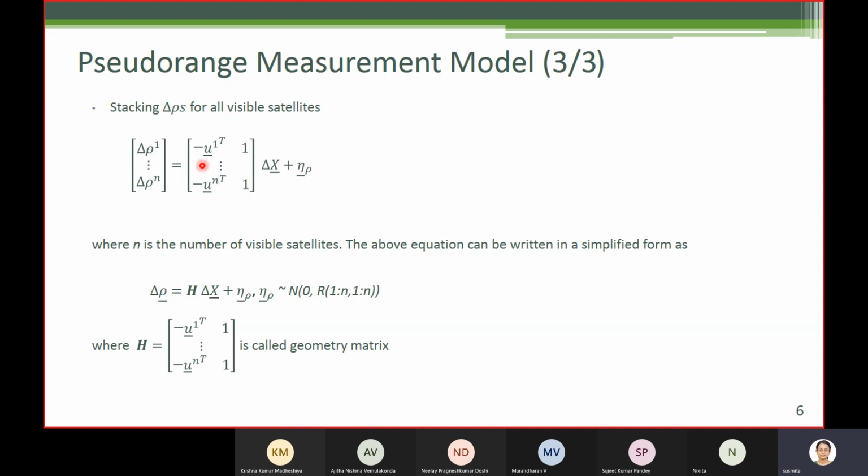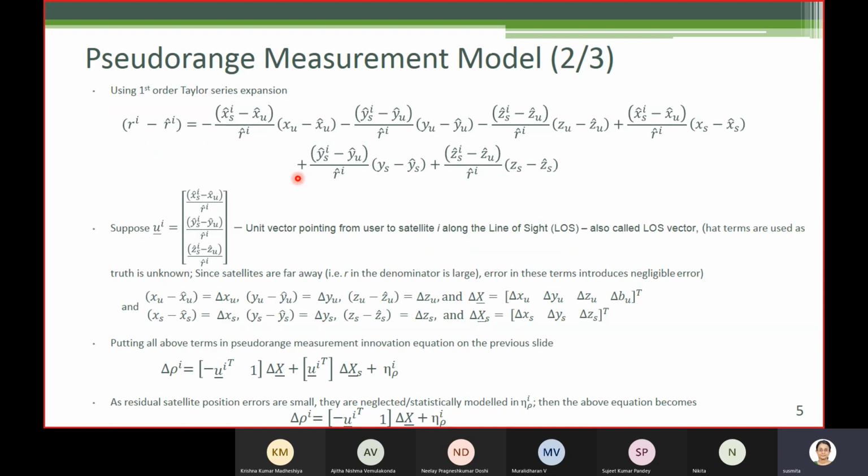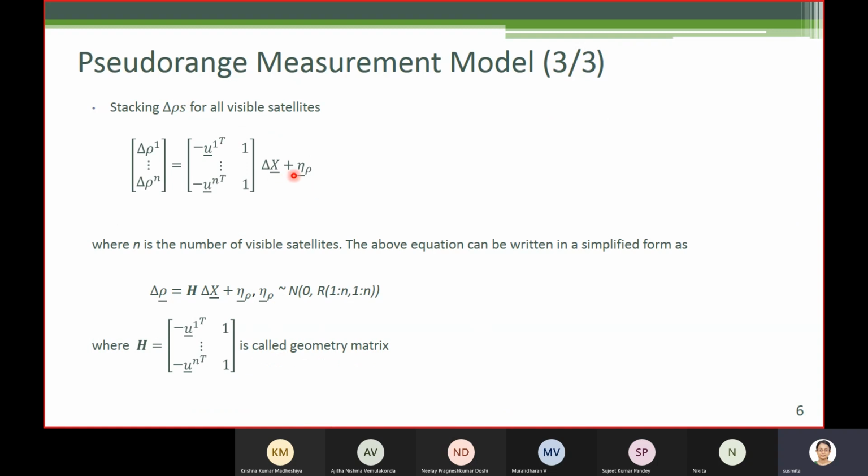And then on the right side, we have to write all the u vector and 1 in each row. So this has 3 elements and this is 1. So basically we have 4 columns and n rows. Okay, and then delta x remains the same for all the satellites. User position error will remain the same for all the satellites. And then similarly we need to stack the noise, the error term. This is for the ith satellite. We need to stack all the eta terms for all visible satellites, and that will give this vector.